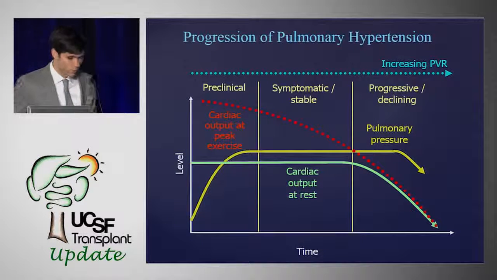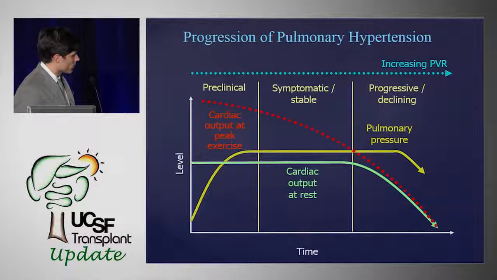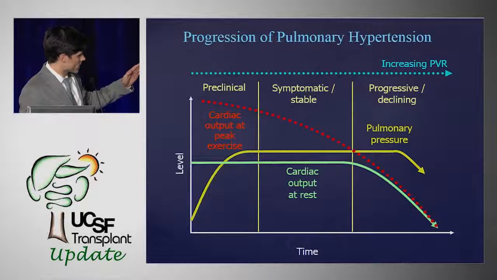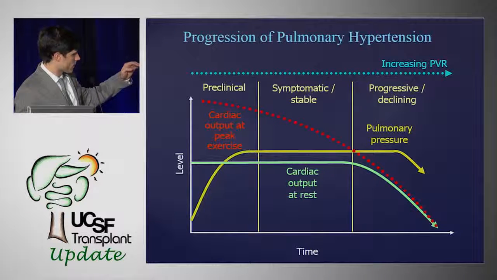So this is just sort of the trajectory of not just portopulmonary, but any pulmonary hypertension. So the yellow line is the pulmonary pressures. They go up as the disease develops, but then you get to this stable plateau in many cases where the PA pressures don't really go up much more. And that's because cardiac output starts to plateau and even sort of decrease as time goes on.